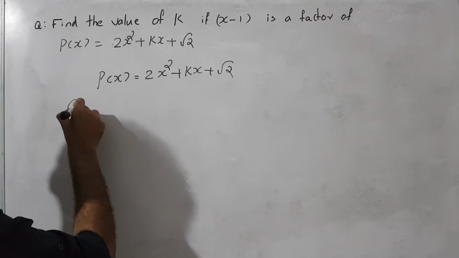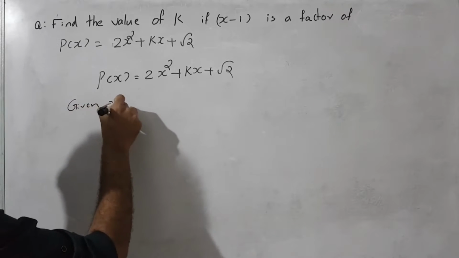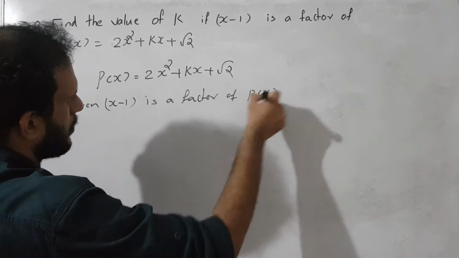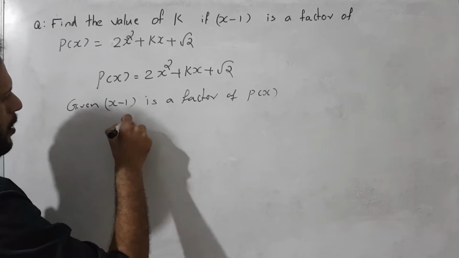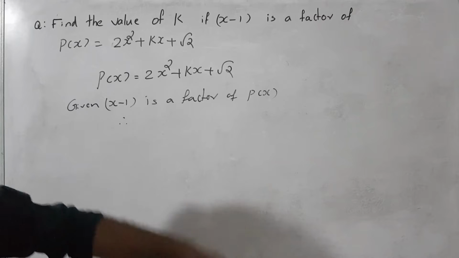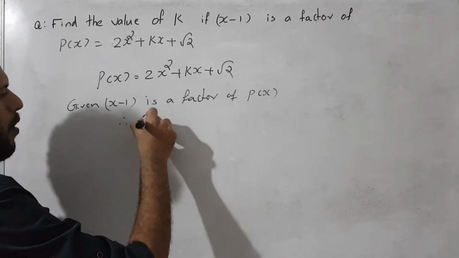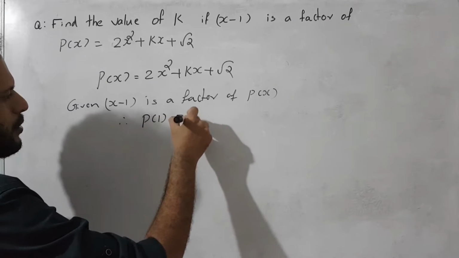Then given, x minus 1 is a factor of p of x. Therefore, if x minus 1 is a factor, then what is next? Yes, next one is, therefore p of 1 is equal to 0.